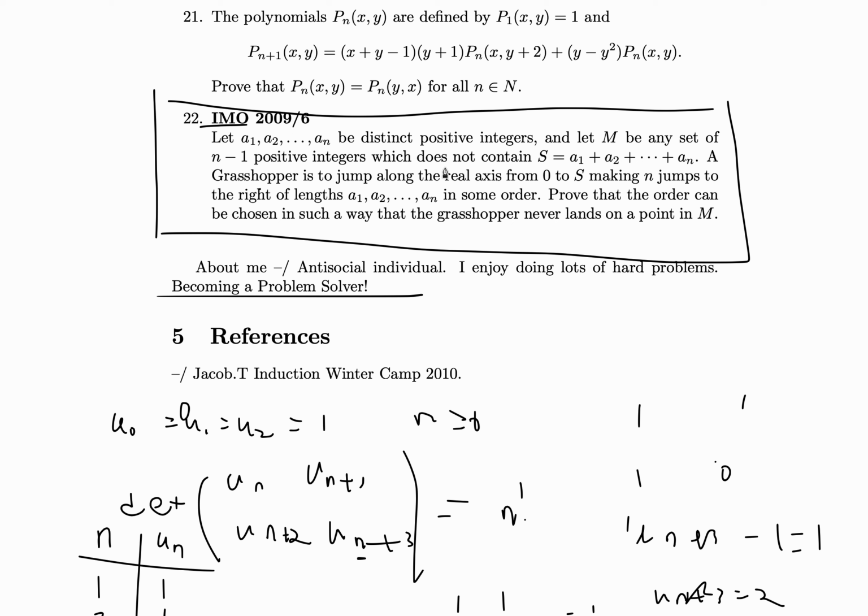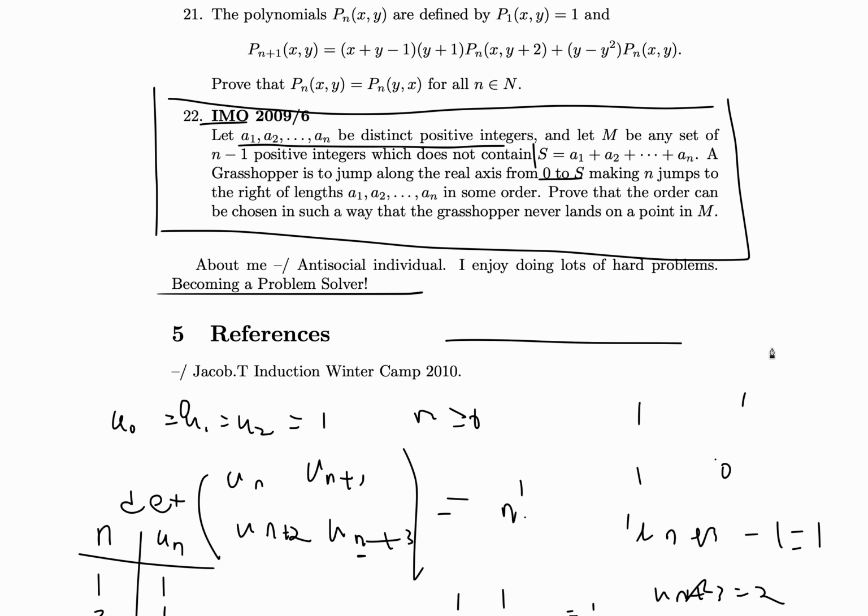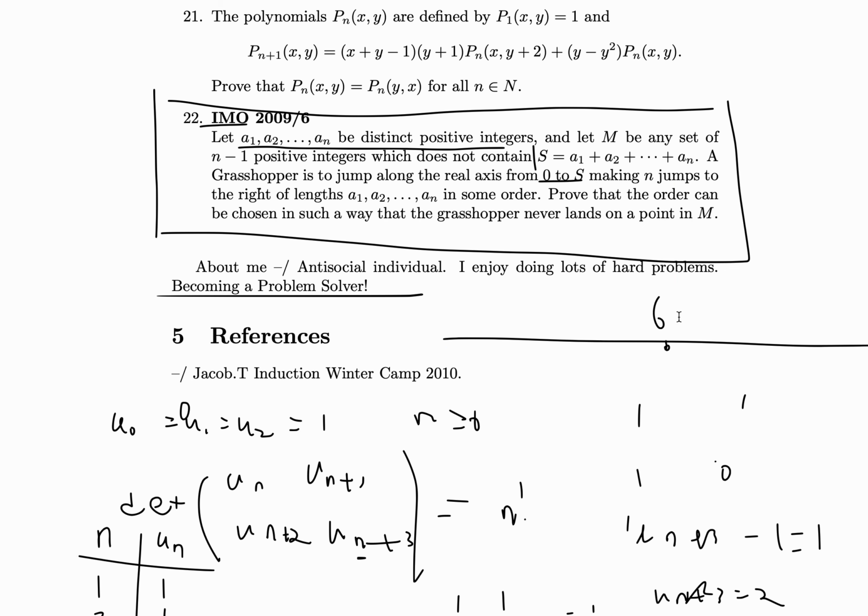Now let's just go through some problems. Let a1, a2 be distinct positive integers. Let M be a set of n minus 1 positive integers which does not contain the set of prefix sums. A grasshopper jumps along the real axis, starting at 0, making n jumps with the given lengths in some order. So we have a grasshopper here, and we choose it in such a way that the grasshopper lands on point m. So we can choose some point m.